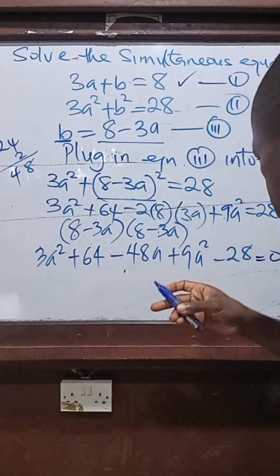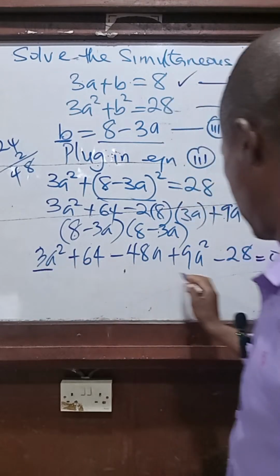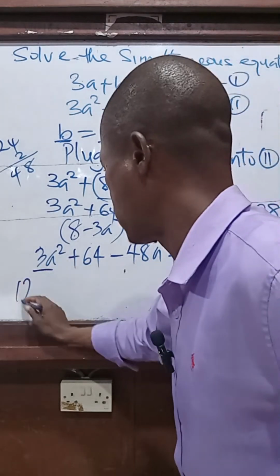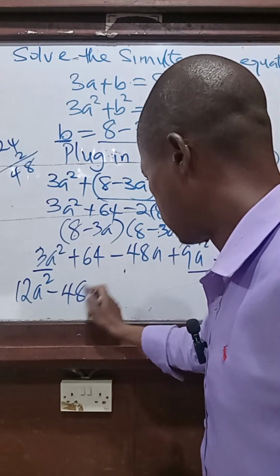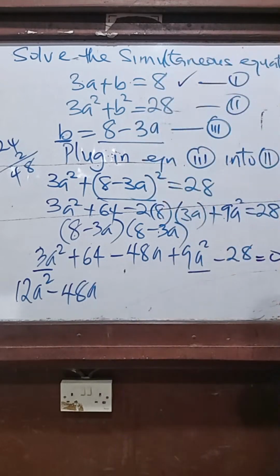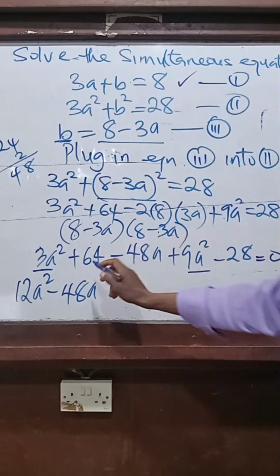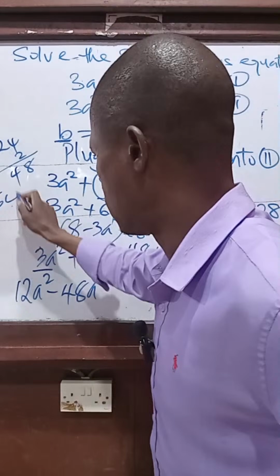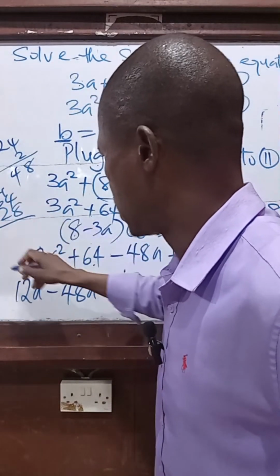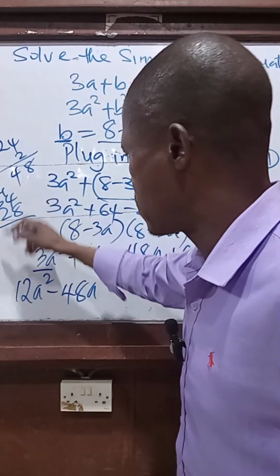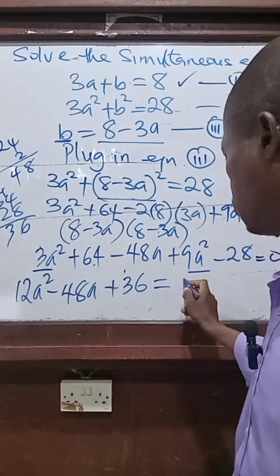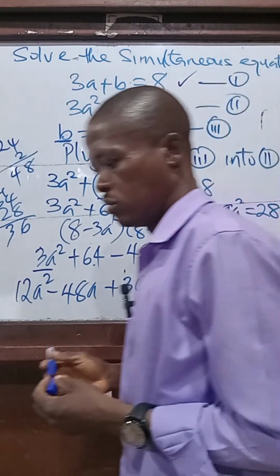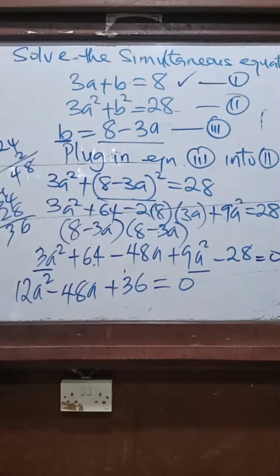So this is what we have now. This one and this one, that will give us 12a squared. Then that's a minus 48. Then we can do 64 minus 28. Okay, that will be 6, and then that will be 3. That will be plus 36 equal to 0. So that's what we have in that case.